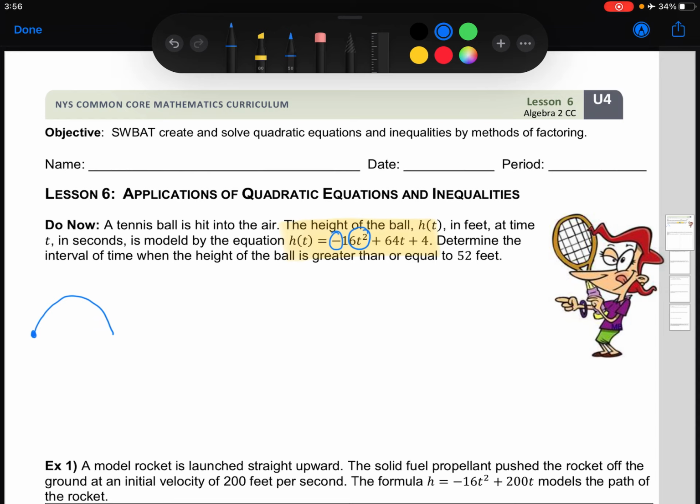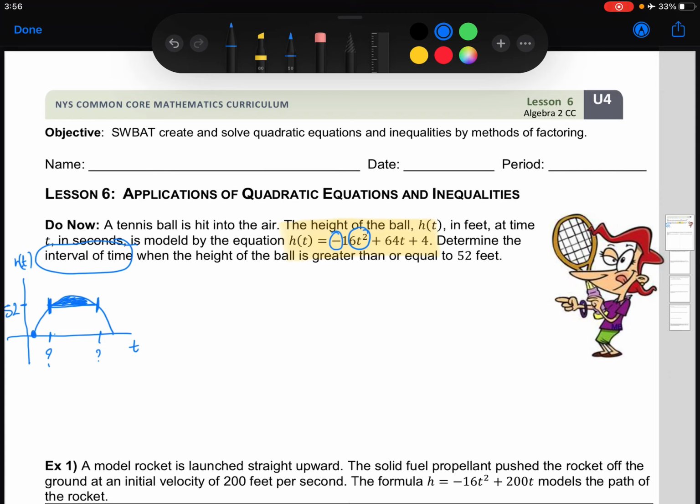Now it says I want to find the time interval when the height of the ball is greater than or equal to 52. So if this was my axis, wherever that 52 is, not necessary, I want to find that interval where the height is above 52. So basically, if I was to shade it, it would be this. I want to find this time because this is t and this is my height h of t. So this is what it is saying on your picture.